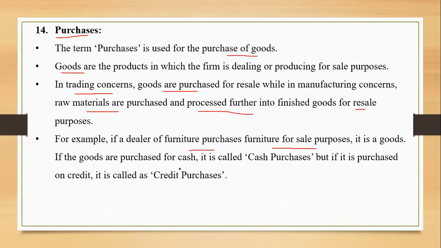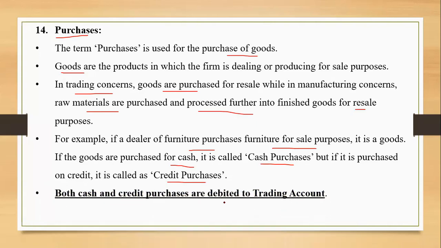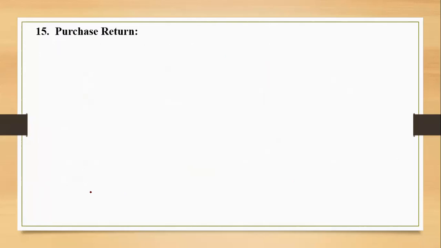And if the goods are purchased for cash, we call it a cash purchase. And if the goods are purchased on credit, we call it a credit purchase. Now, where do we record it? Both the cash and the credit purchase. Purchase, whether it is cash or credit, has to go to the trading account. I have already shown you the cost of goods sold formula. So if any purchases are there, those purchases will have to be a part of the trading account, either cash purchase or credit purchase.